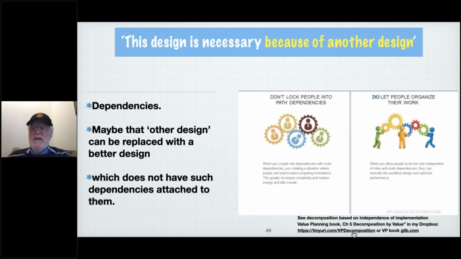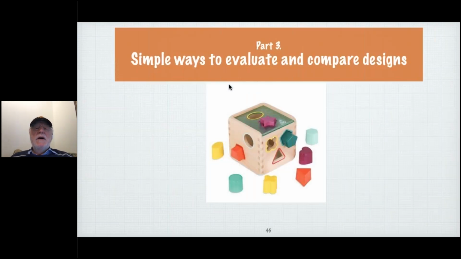I have about 60 pages of how to do that in a chapter called Decomposition by Value in my value planning book. And here's a free download if you want to go into detail about designing for independence. But I'll be talking about that later here too. Okay, ready for part 3.